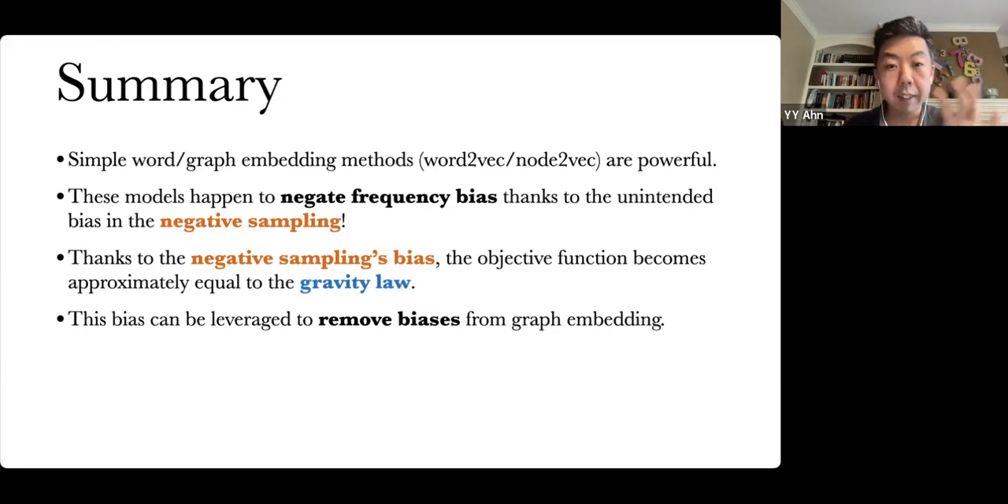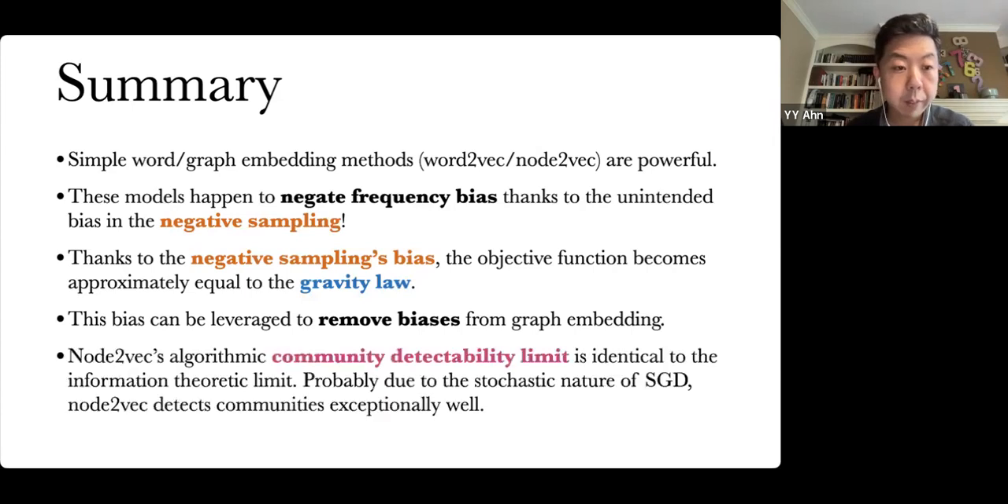And then this particular mechanism can be leveraged to remove bias from graph embedding. As long as you can create a null model, then we can remove that bias from the embedding by using this residual2vec approach.